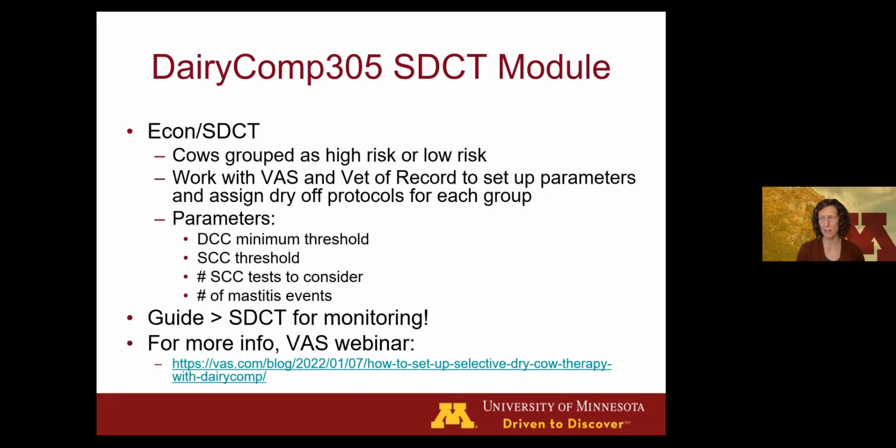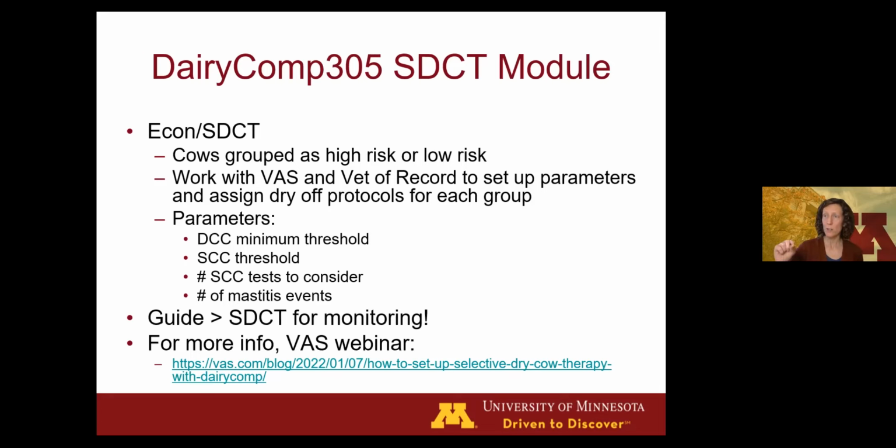It's under their econ menu, and you would work with Valley Ag and your veterinarian of record to set up parameters. So you get to pick what's right for your dairy: a days carrying calf minimum threshold, a somatic cell count threshold, the number of somatic cell count tests to consider in the calculation, and the number of mastitis events. You can set those parameters however you want them for your dairy. And then DairyComp will tell you, yes, this cow can be considered for internal teat sealant alone, or no, she needs to get antibiotic dry cow therapy.